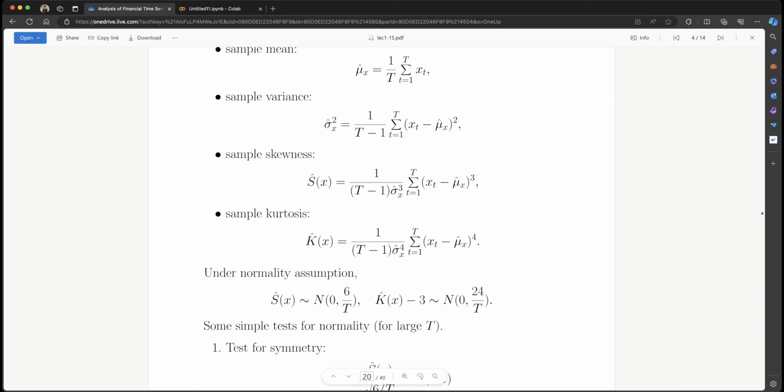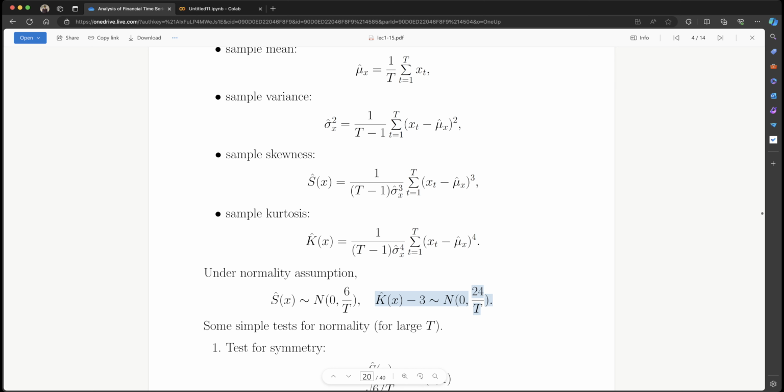Some simple test for normality for large n. So in reverse, what we can say is that, suppose we have a very large number of data, and then we calculate this one, and if this data doesn't follow this normal distribution with mean 0 and 6/t, then we can say that this original data is not from normal distribution. Only under the assumption of normal distribution this holds.